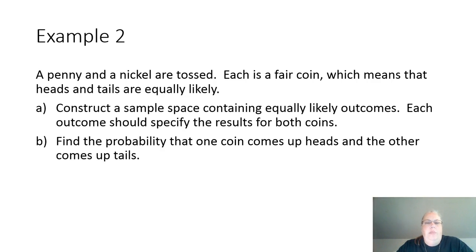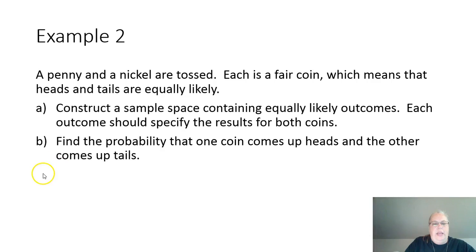Example 2. A penny and a nickel are tossed. Each is a fair coin, which means that heads and tails are equally likely. A. Construct a sample space containing equally likely outcomes. Each outcome should specify the results for both coins.